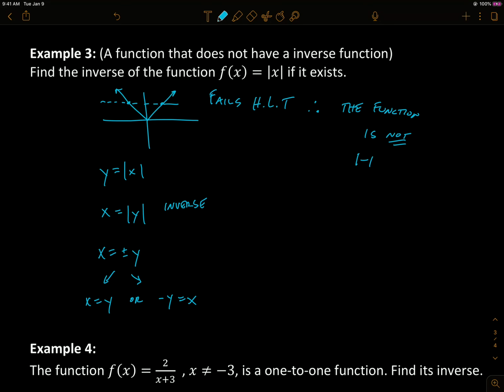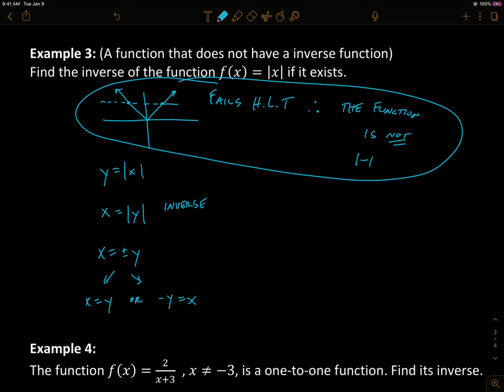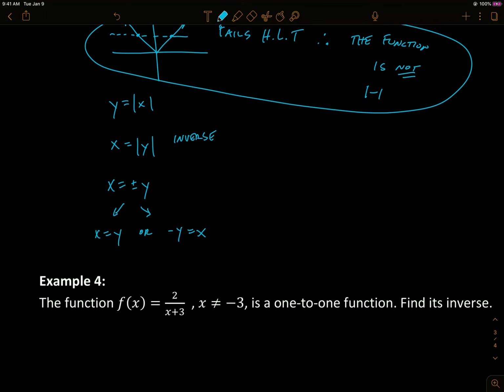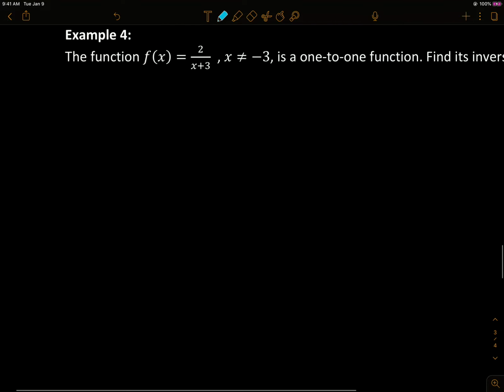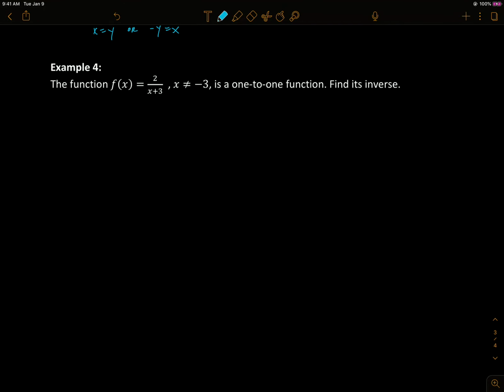So this doesn't have one, so I don't have to find it. I'm okay with really just thinking about the graph and saying it fails the horizontal line test. I did just want to connect to this idea of an inverse being a function.